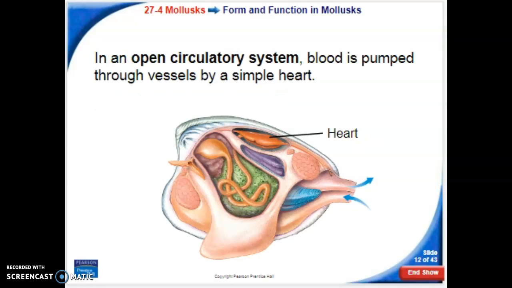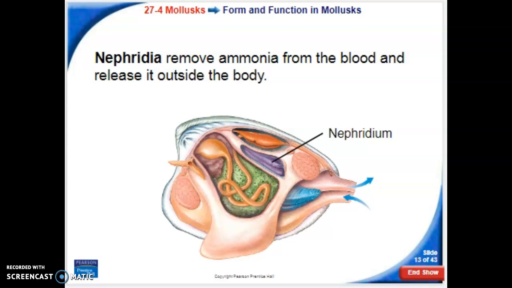They do have an open circulatory system as opposed to the closed one that we have, so they have a very simple heart, and it's just going to pump blood throughout the body, as opposed to having a closed circulatory system like ourselves with blood vessels. And to get rid of wastes, they have what is called a nephridia, and this is going to remove the ammonia from the blood, and it releases it outside the body.